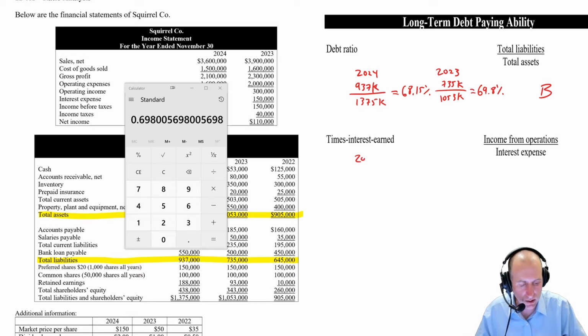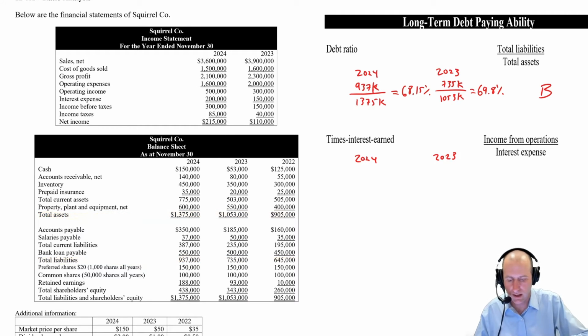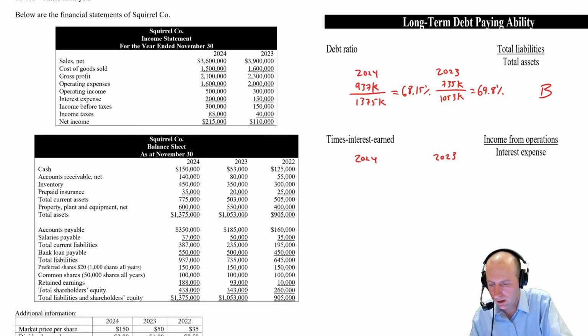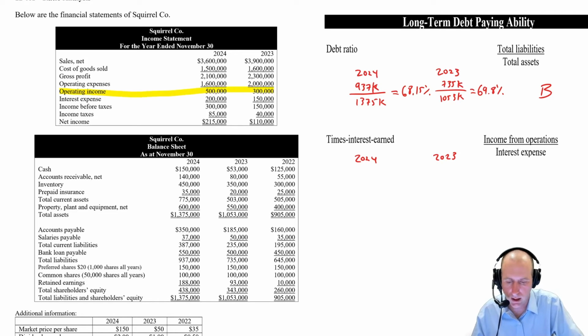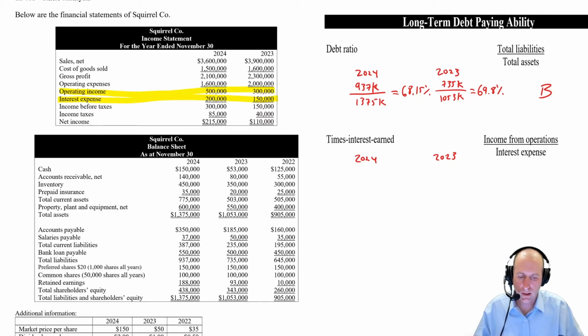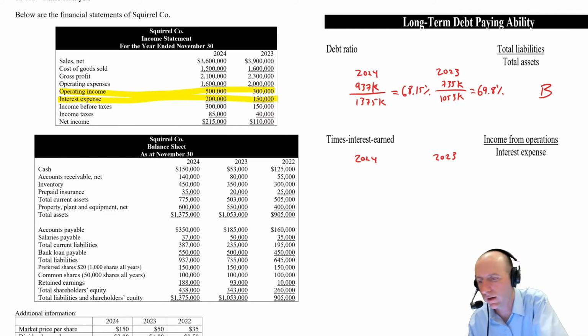Let's do times interest earned again for 2024 and 2023. Income from operations divided by interest expense. This says how readily can we pay our interest bill. So it's our income from operations, which is operating income, divided by interest expense. So 500 divided by 200, 300 divided by 150. Oops, gotta get a pen out here.